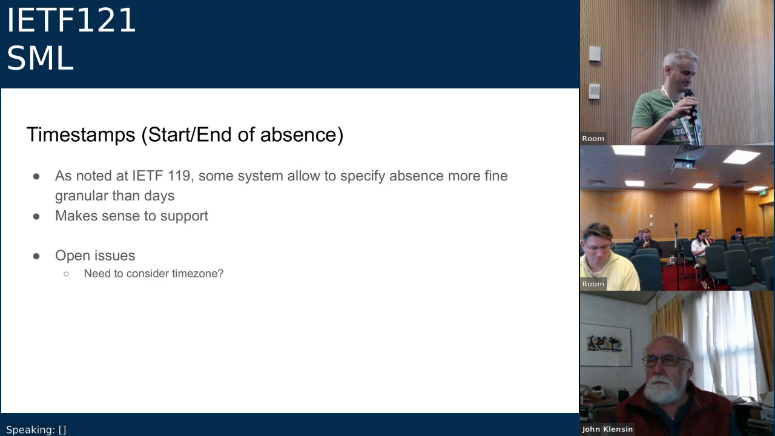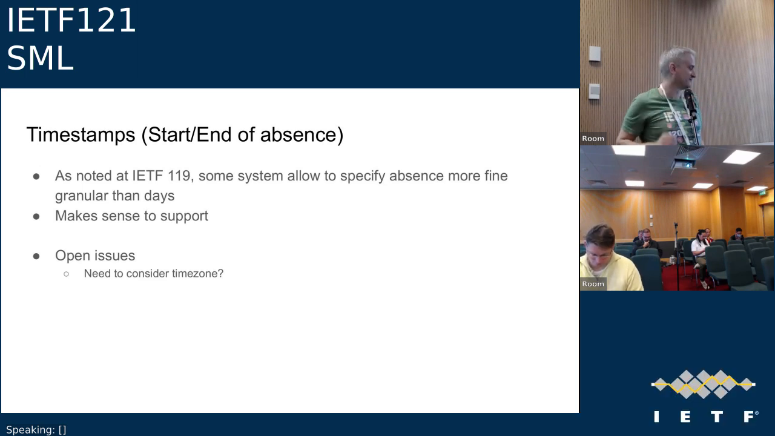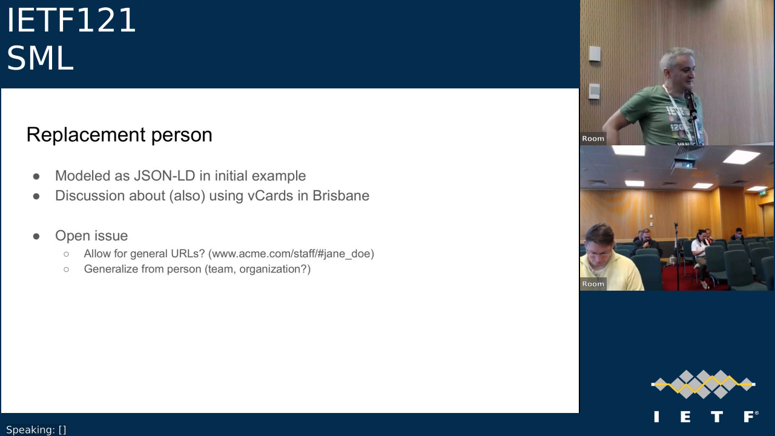All right. If there's no more to this, I think we can go to the next slide. Yeah, so there was also some feedback last time that the replacement person should be allowed to be referenced by other means and within the structured data. If you remember the example from the beginning, the replacement person is modeled as part of the JSON LD. But some people suggested that it should also be allowed as a vCard, which could be referenced from the JSON LD.